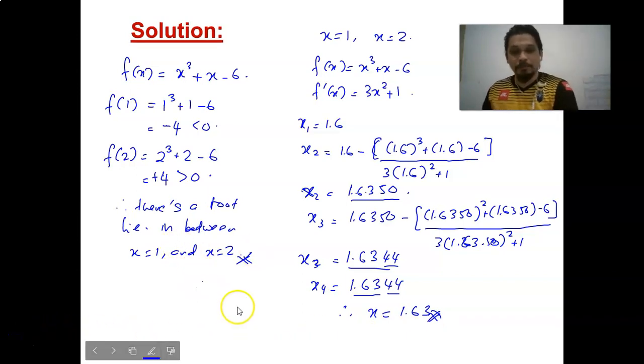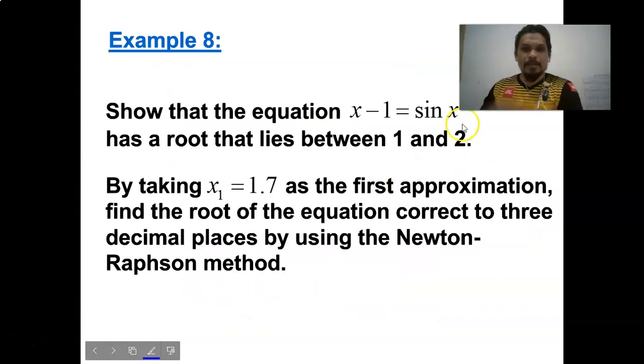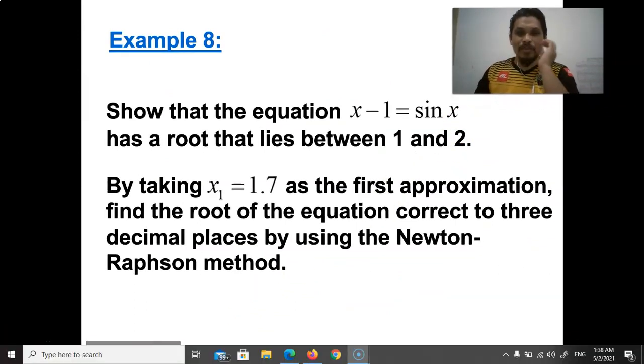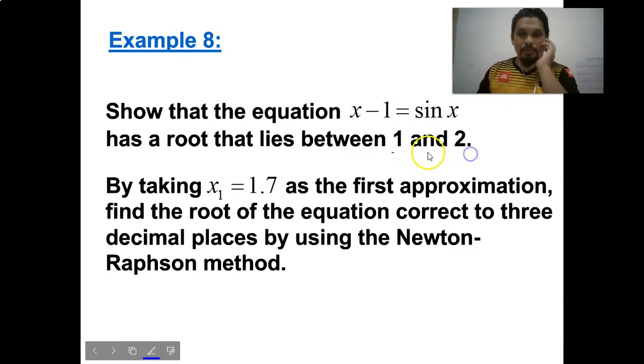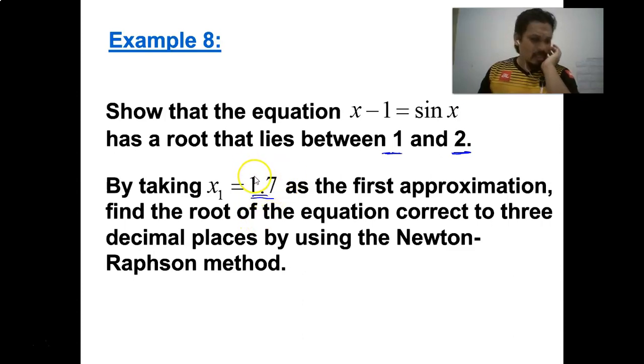Okay, we continue. So the equation x minus 1 equal to sin x has a root that lies between 1 and 2. By taking x1 equal to 1.7, I think this example is exactly the same as example 7, if I'm not mistaken.